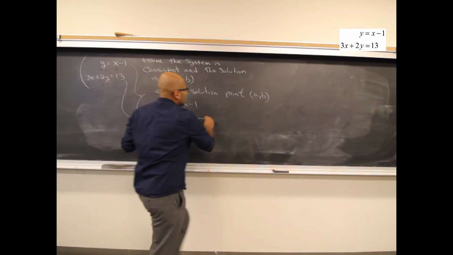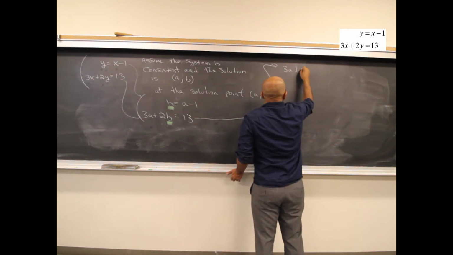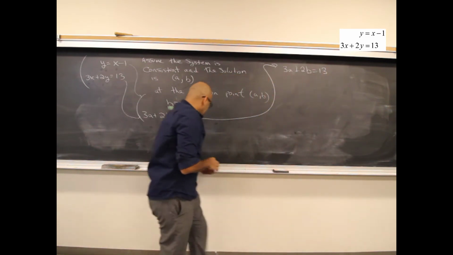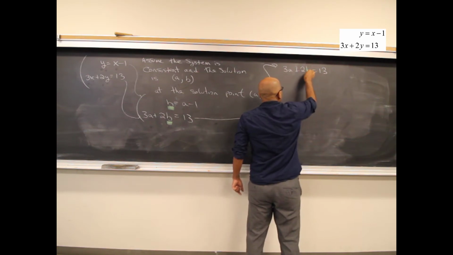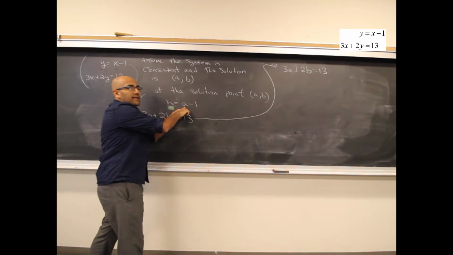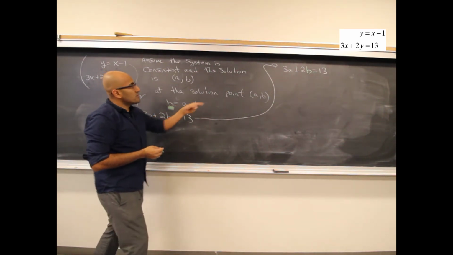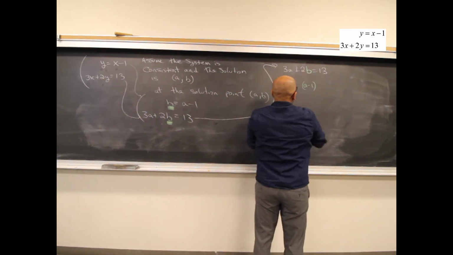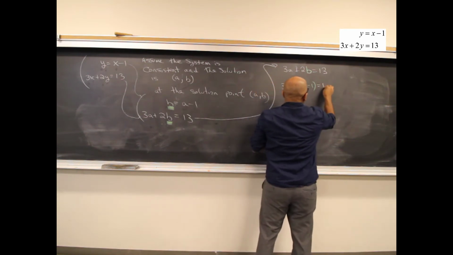So I'm going to take this equation and rewrite it as 3A plus 2B equals 13, and I'm going to recognize that this B right here is the same as that B. So I can rewrite it as A minus 1 instead of B. B equals A minus 1, so I'm going to rewrite it right here as A minus 1. And everything else stays the same: 2 there, 3A equals 13.